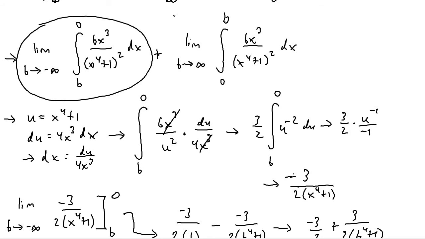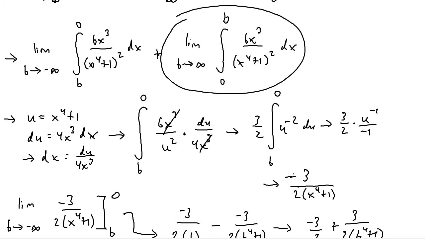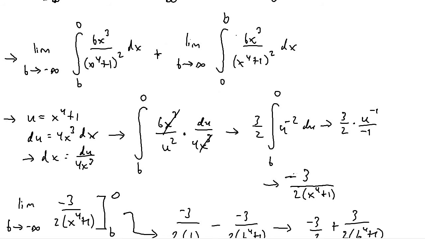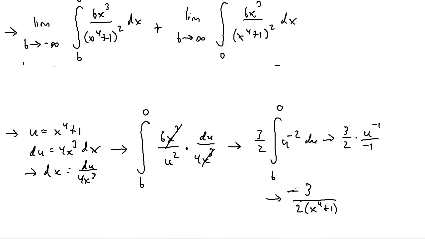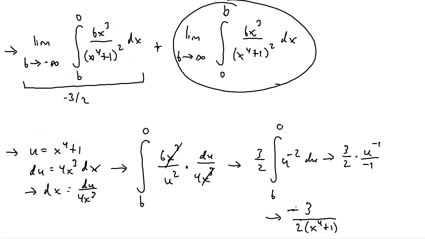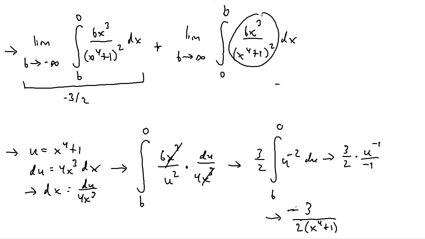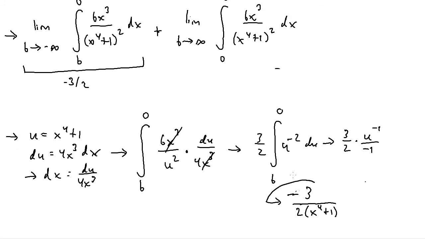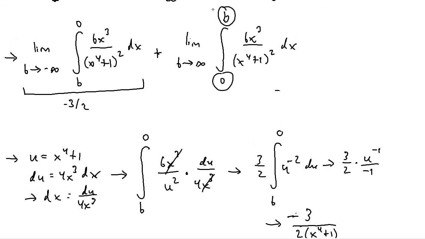Now we still have to find this integral, but this process is made much easier because we've already found the integral of 6x cubed over (x to the 4 plus 1) squared. So I'm just going to label this section because we already know this limit is equal to negative 3 halves. And now we just need to find this limit on the right. And so we already know the integral of 6x cubed over (x to the 4th plus 1) squared is equal to negative 3 over 2 times (x to the 4th plus 1). So we can just rewrite it and then once again insert our bounds.